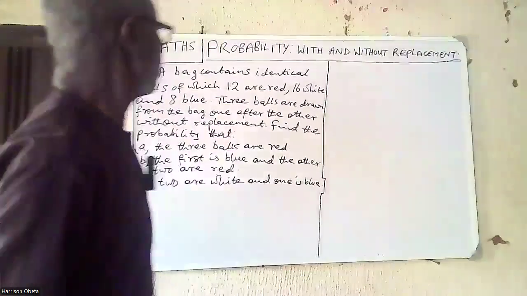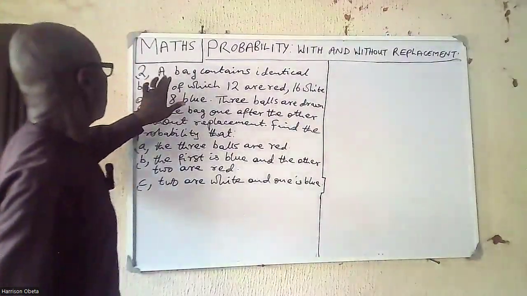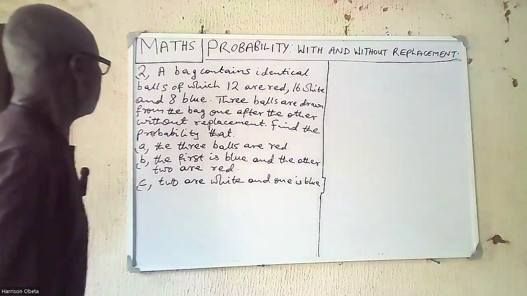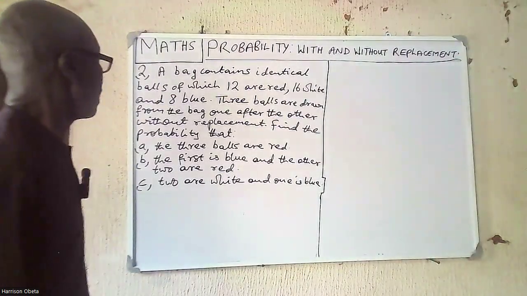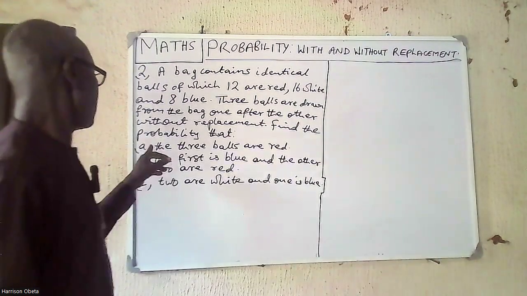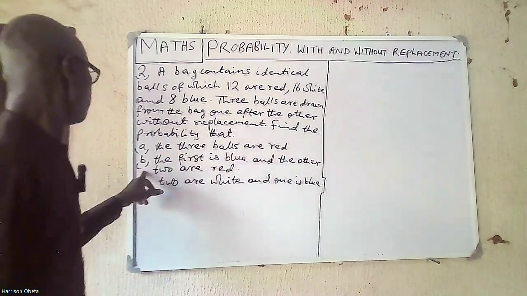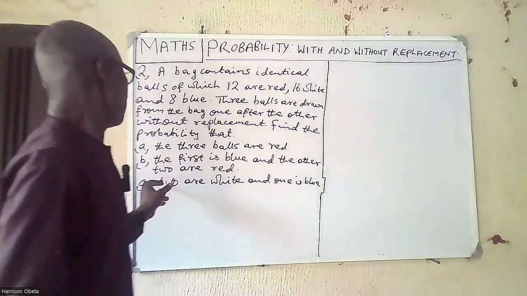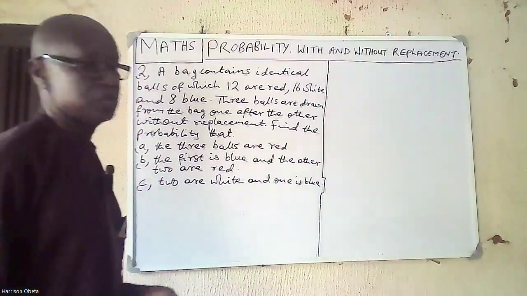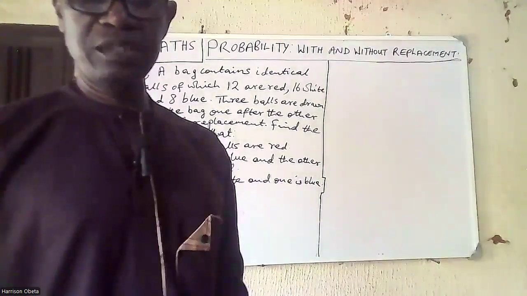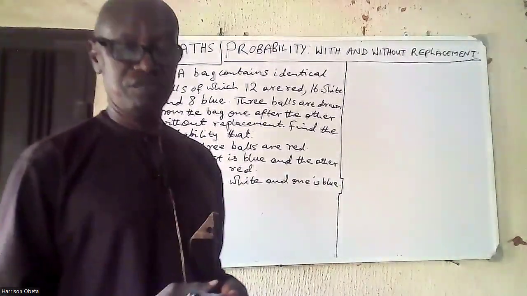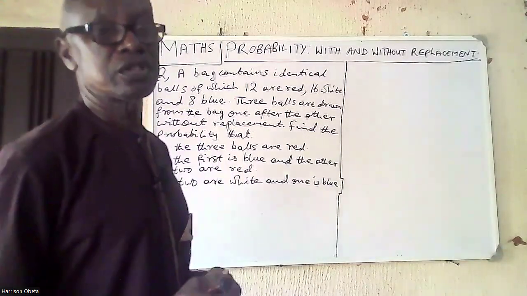Okay, we'll continue with number 2. In number 2, we have a bag contains identical balls of which 12 are red, 16 white, and 8 blue. 3 balls are drawn from the bag, one after the other without replacement. Find the probability that A, the 3 balls are red, B, the first is blue and the other 2 are red, C, 2 are white and 1 is blue. Picking without replacement means that as you pick, you remove, unlike the first one. So first of all, we have to find the total number of balls in the bag.